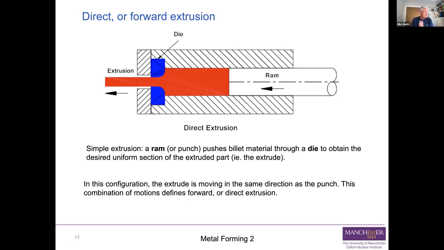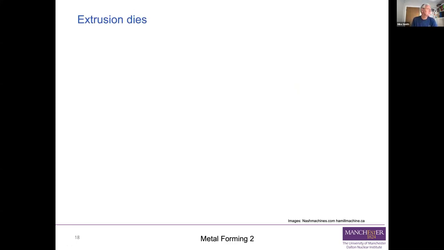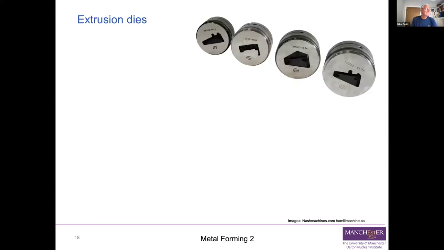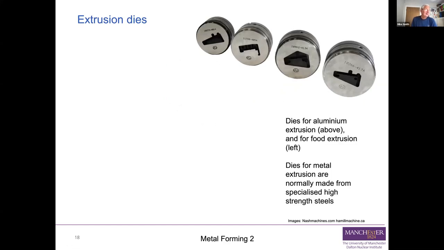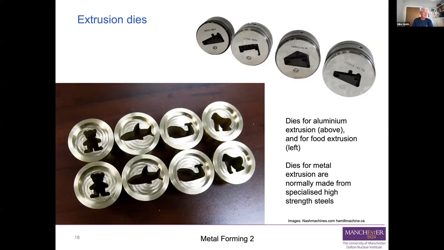Now, in this configuration, the extrude moves in the same direction as the punch. That's forward extrusion. And those are typical extrusion dies. And those are dies for aluminium extrusion. And there's some dies for food extrusion on the left. Those are for making either exciting pasta shapes or Haribo or something like that.